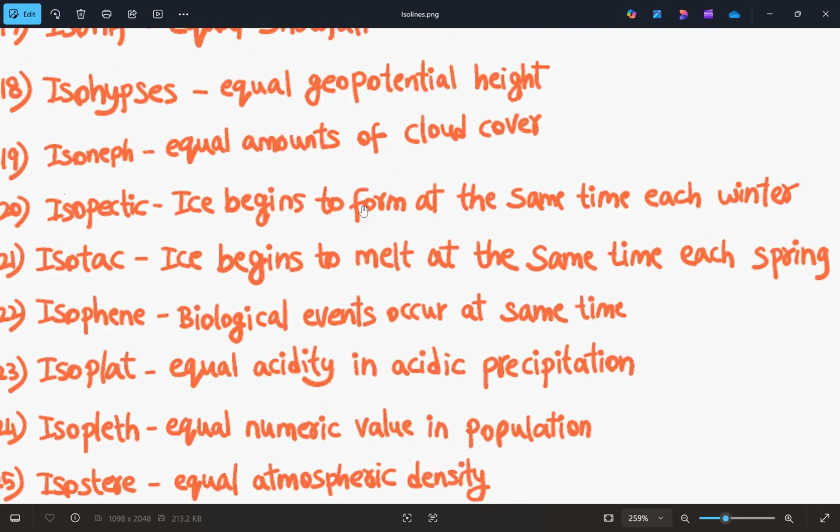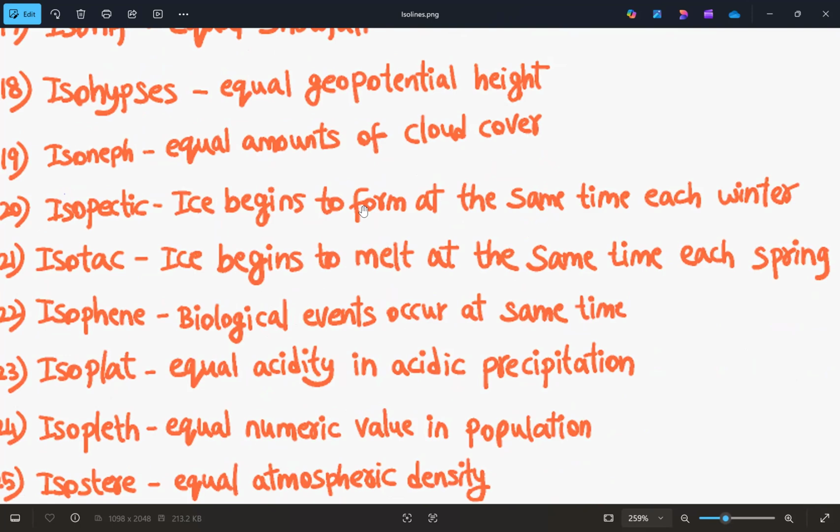The next one is isopectic. What does an isopectic mean? The points on isopectic are the points where ice begins to form at the same time each winter. So isopectic joins all the points where ice begins to form at the same time each winter.